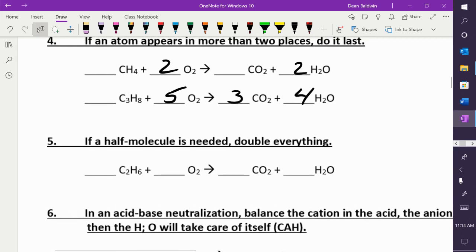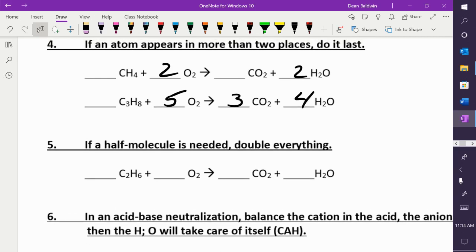Okay, are you ready for the fractions? Here we go, same type. It's a combustion reaction. C2H6 plus O2 goes to carbon dioxide and water. So balance the carbons first. I've got 2 carbons, so I need 2 on that side.